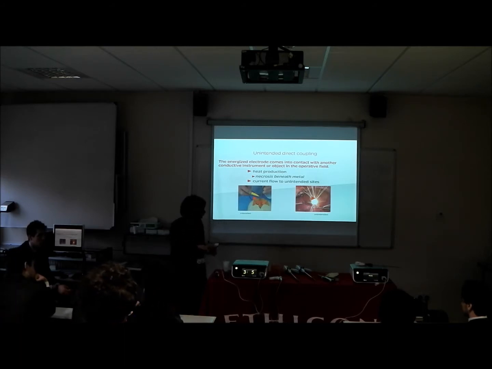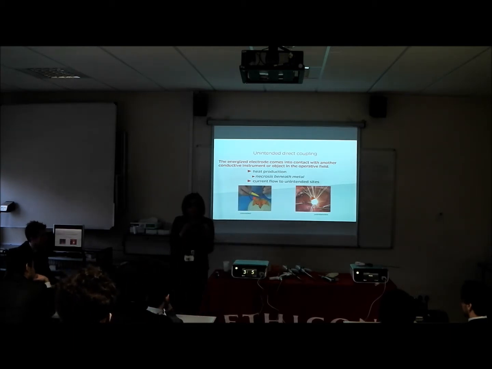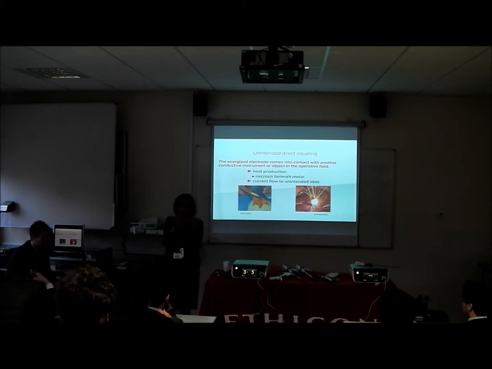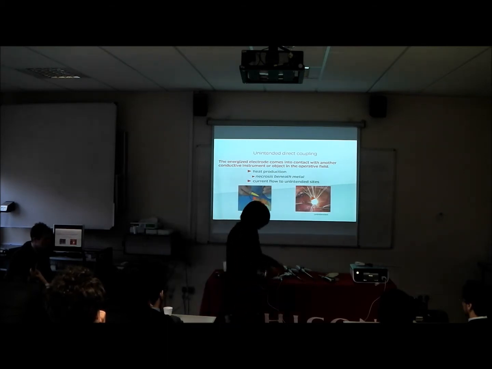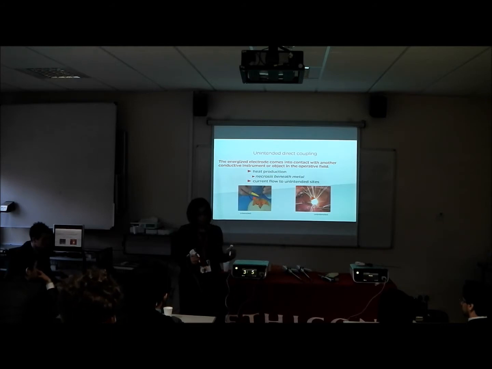So that's one bit. The other bit is that if there is another conductive instrument or equipment close by, that can get hot, and electric current can flow through that. For example, if you have two instruments inside the patient's abdomen, and you're passing current through this one, and the intention is to just use this one, and this bit touches the metal bit of this one, then current can go through this one as well, and therefore you can cause accidental damage there.